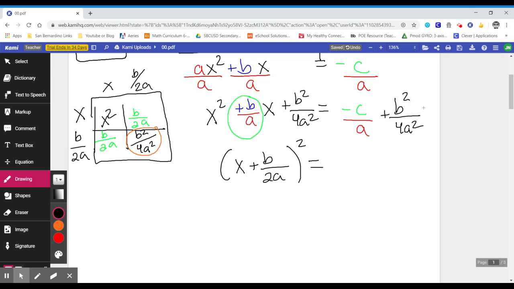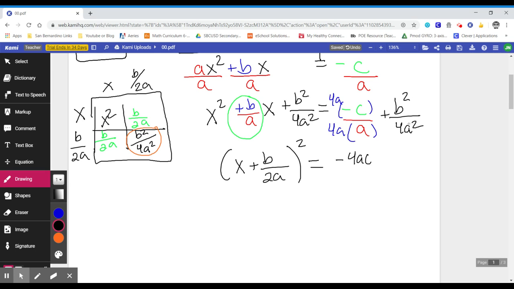So right now I want to make sure that these two denominators are the same. If you think about it, what can you multiply top and bottom of this to make sure the denominators are the same? The answer would be if I multiply top and bottom by 4a to this side and to this side, I will get the denominators on the bottom to be the same. And therefore, I could actually add or subtract these two fractions. So let's go ahead and do that. On top of this fraction, I'm going to get negative 4ac. That came from the 4a times the negative c.